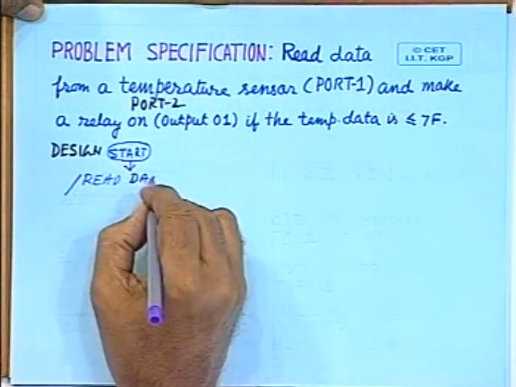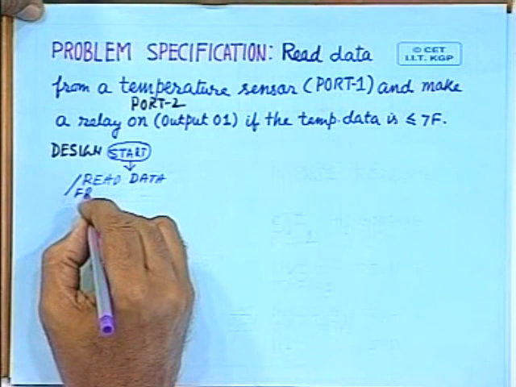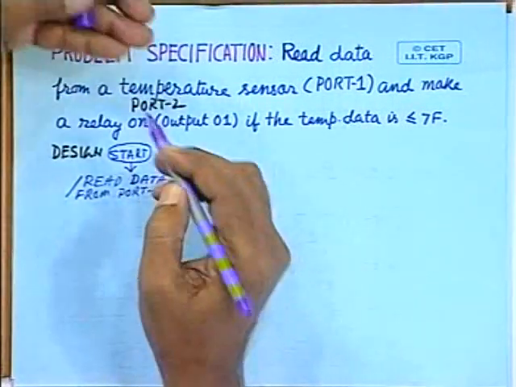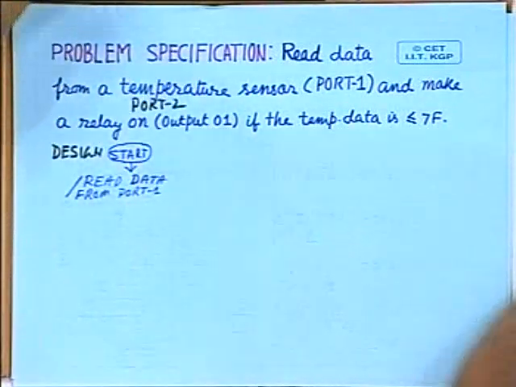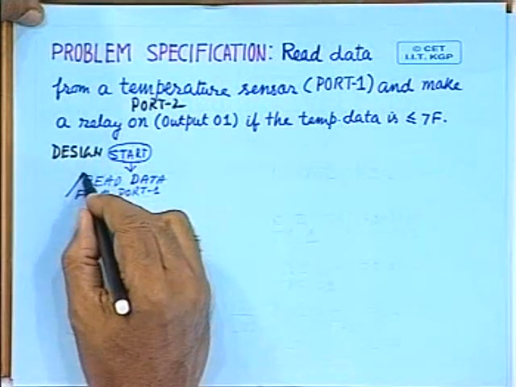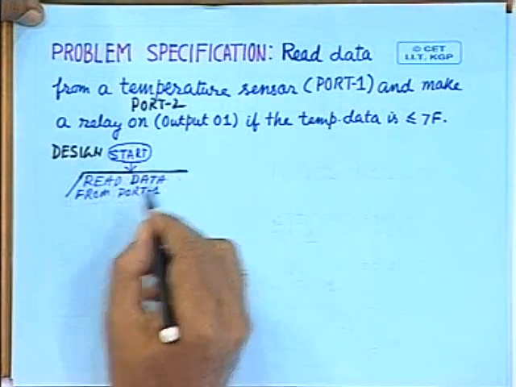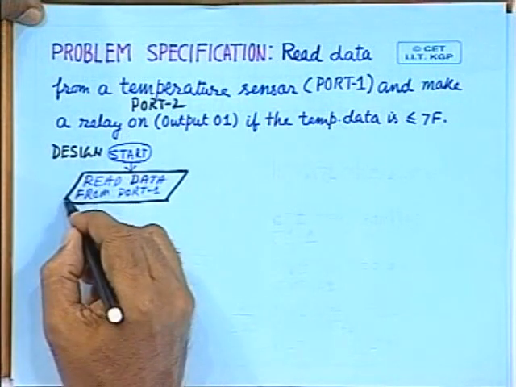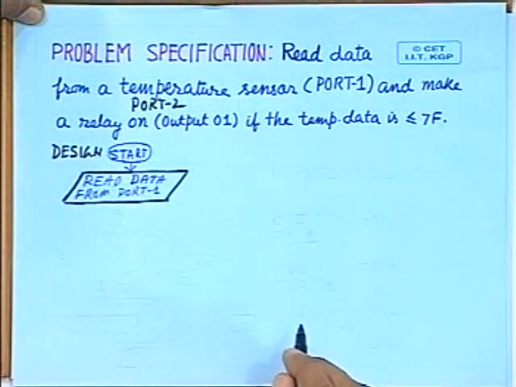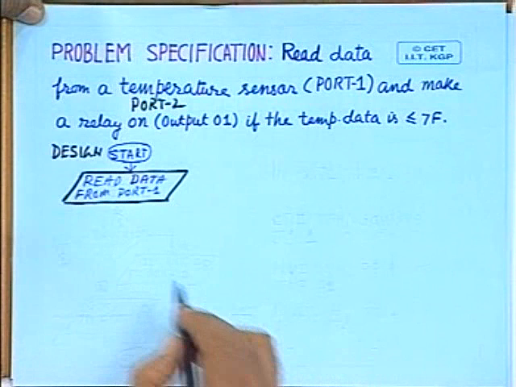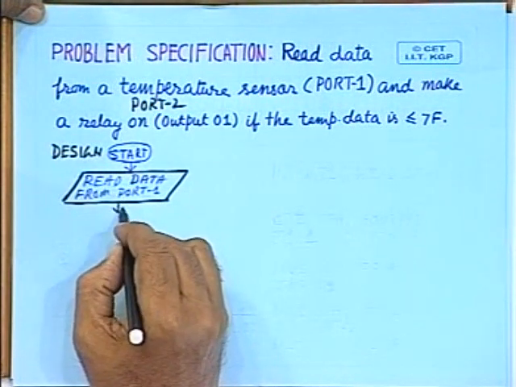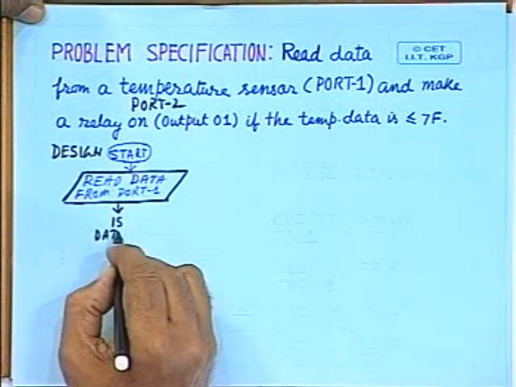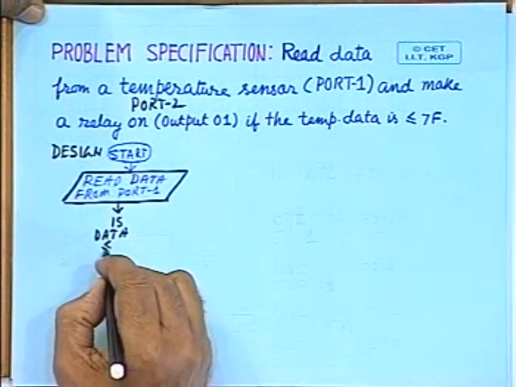So you have to read data from port 1. Since this is a reading from some input output port, this will have the symbol of a parallelogram. After the data is read, you have to check whether the data is less than equal to 7F.